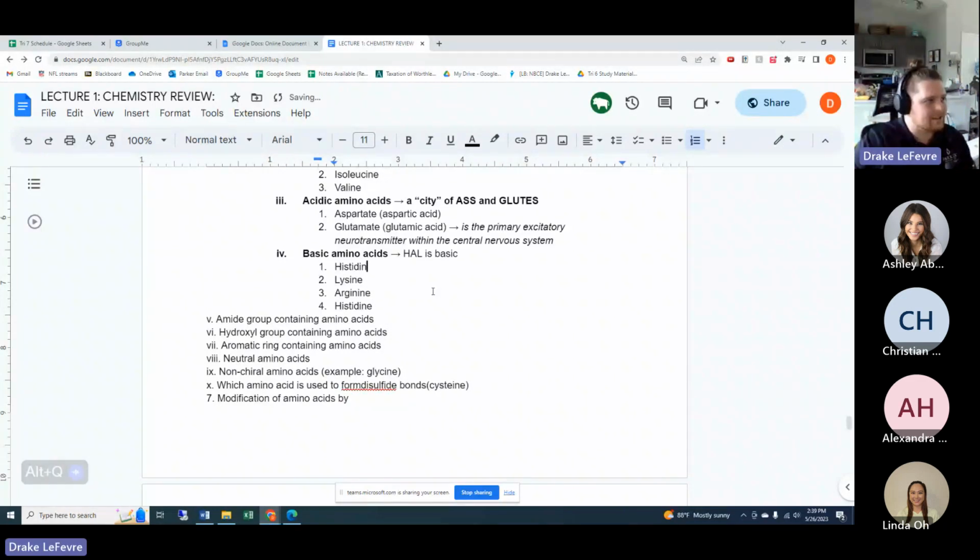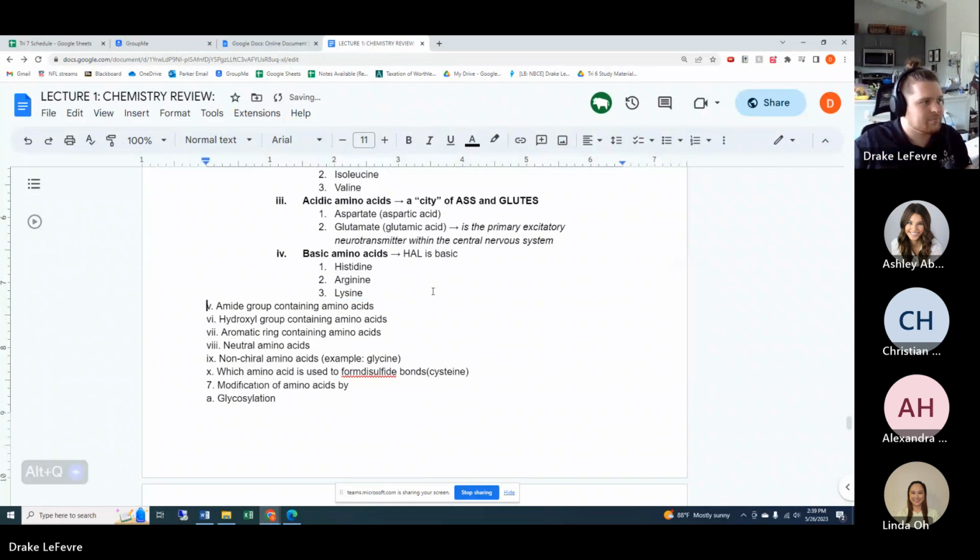Put this in the right order. Histidine, arginine, and lysine is in the right order. Hal is basic.